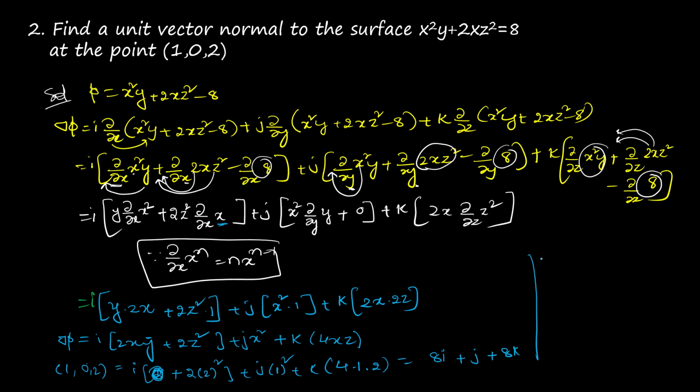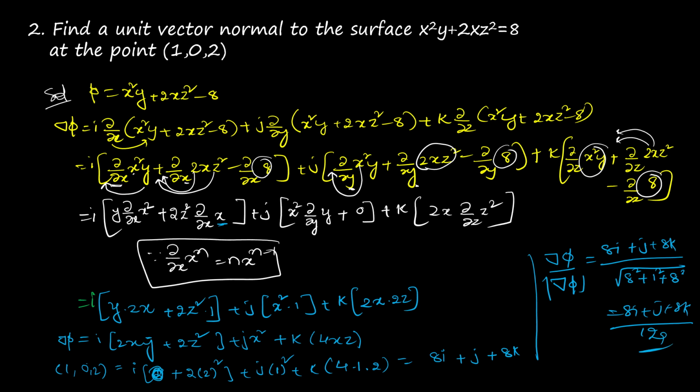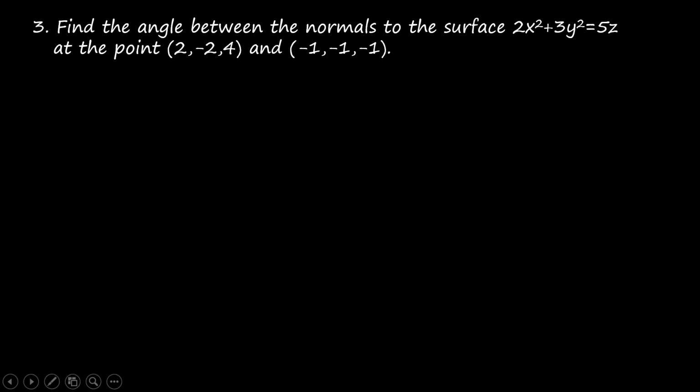So our target is to find the unit normal vector of the surface, del phi by modulus of del phi. This is equal to (8i plus j plus 8k) divided by the square root of the coefficients of i, 8 squared plus 1 squared, plus 8 into k. So 8 squared is 64, 64 plus 64 is 128, plus 1 is 129. So (8i plus j plus 8k) divided by root 129. This is our required normal vector of the surface.